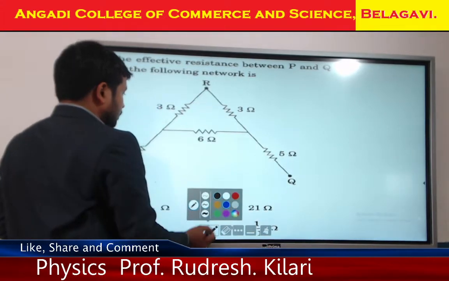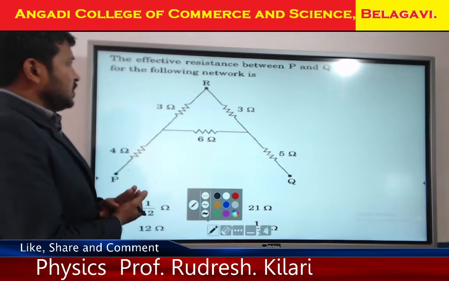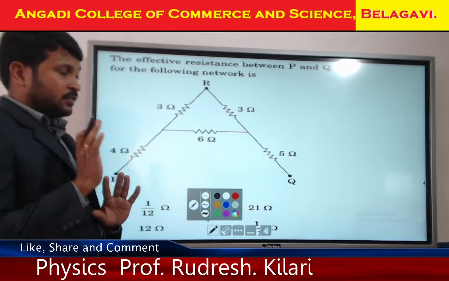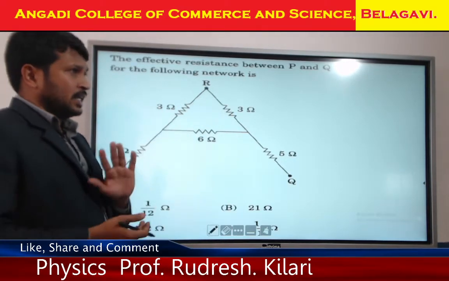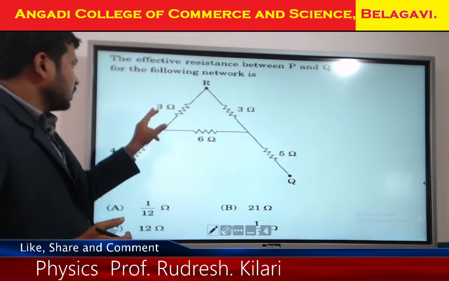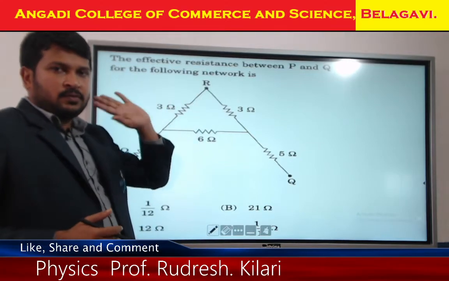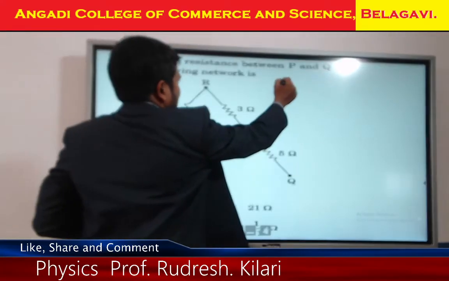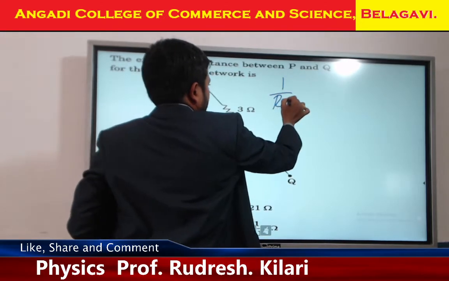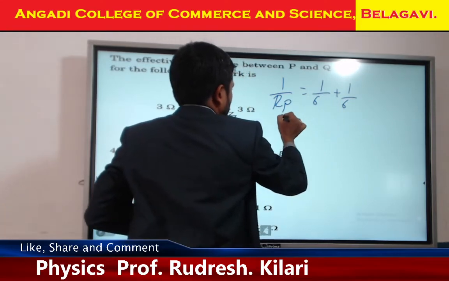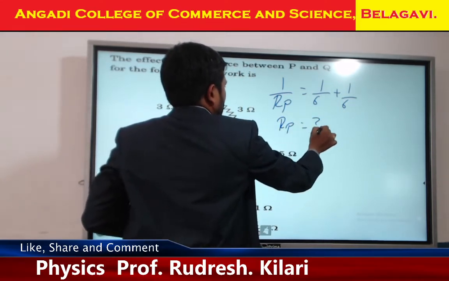Next one. The effective resistance between PQ for the following network. First, these two are connected in series. 3 plus 3, how much do we get? 6. Then these two, 6 and 6, are in parallel. 1 by Rp equals 1 by 6 plus 1 by 6. That is Rp equals 3 ohm.